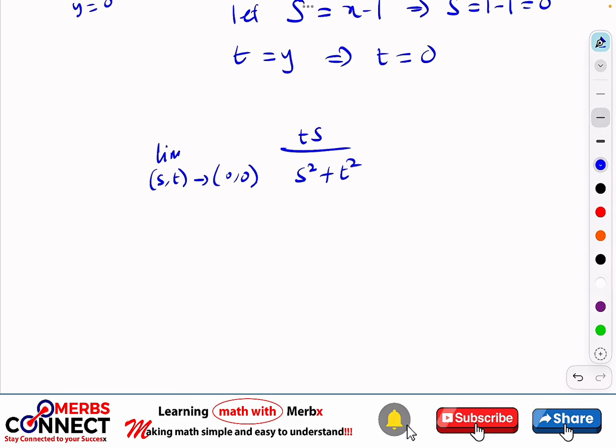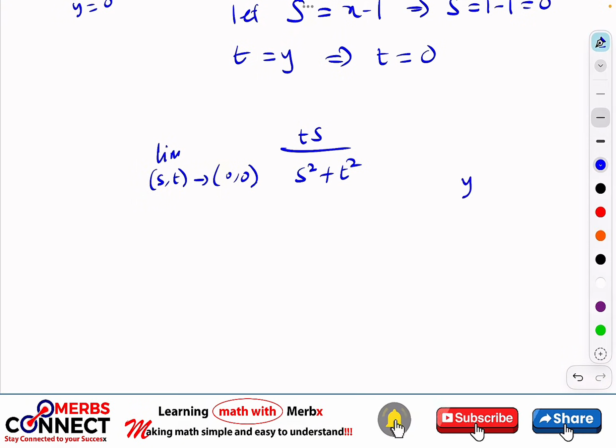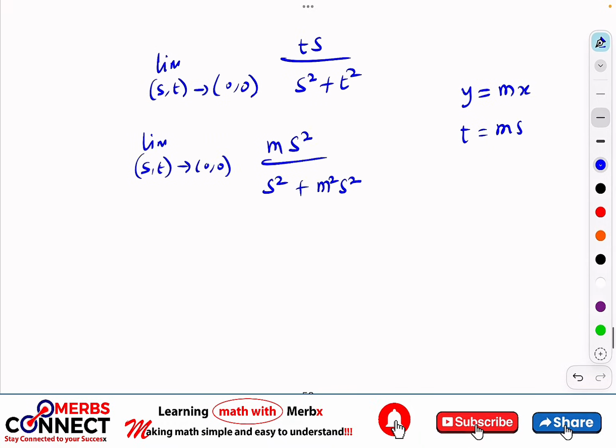So the equation of the line where there is no slope intercept is y equals mx, but y is t and x is s. So we can do that. As s approaches 0, 0, t is going to be ms, so it's going to be m squared here. Then x squared plus this is going to be m squared x squared. Let's try and see if we can simplify this.